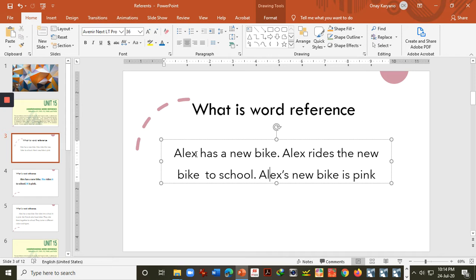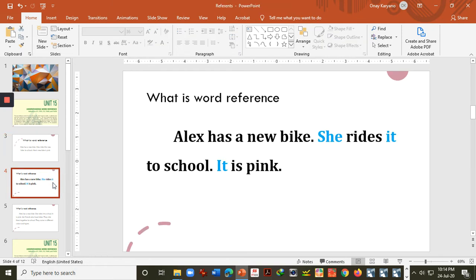What we replace is, for example, this one is a noun, right? So we can replace this noun with a pronoun. So we will not repeat the same words all the time. Imagine if you have to write a novel and you have to repeat this all the time, right? So you can change into this form.